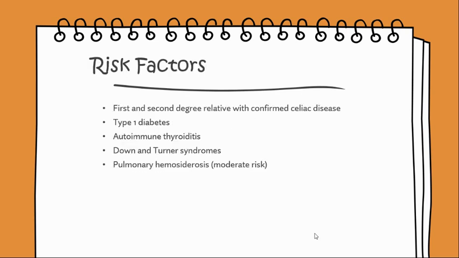Risk factors include a first and second degree relative with confirmed celiac disease, type 1 diabetes, autoimmune thyroiditis, Down and Turner syndromes, and lastly, pulmonary hemosiderosis.